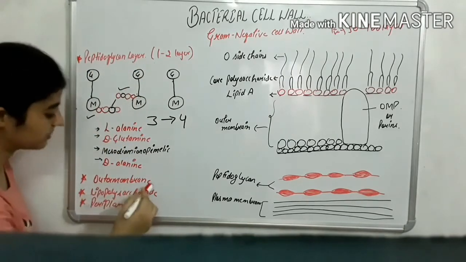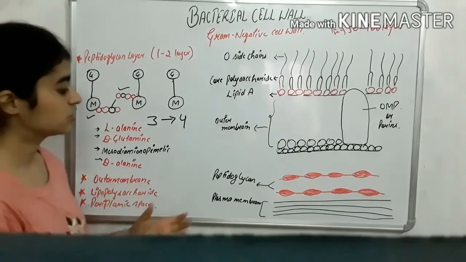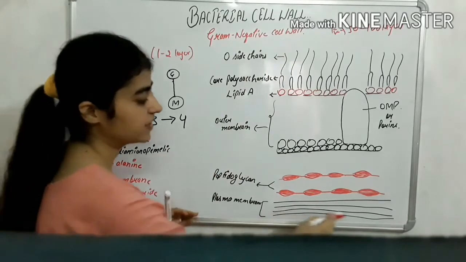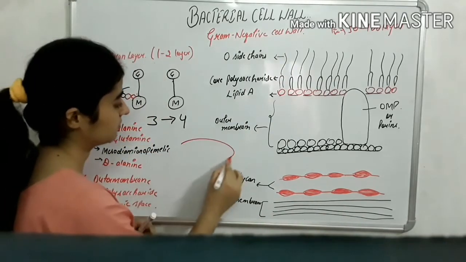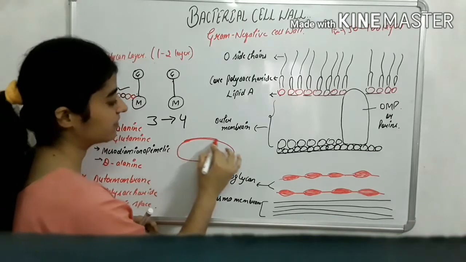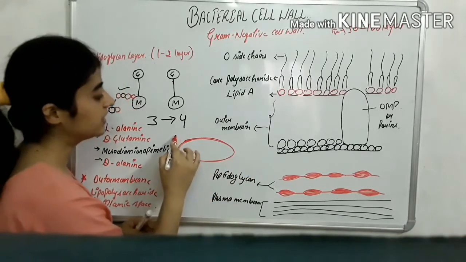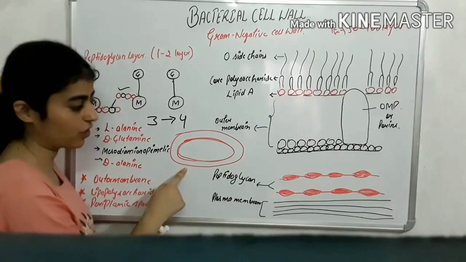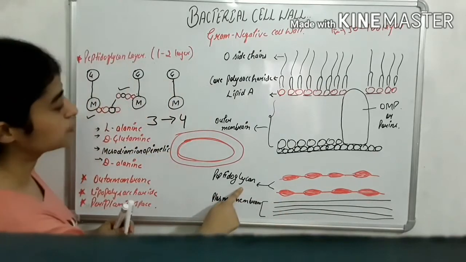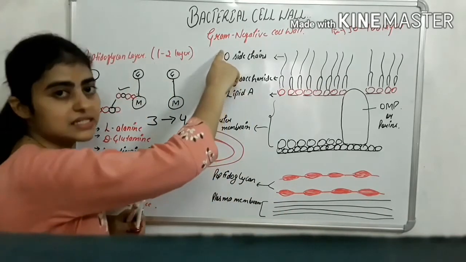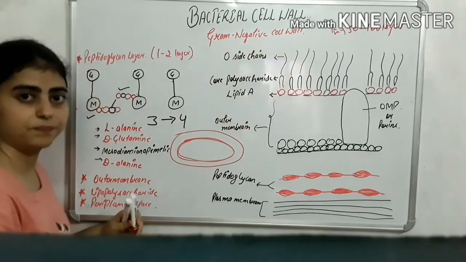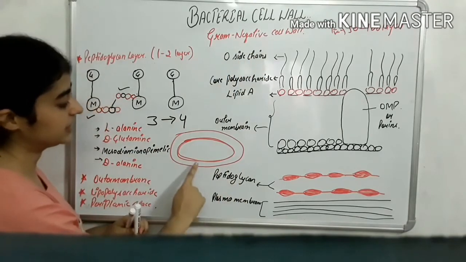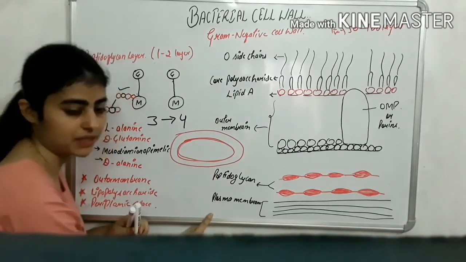Next we have the outer membrane. Here you can see the structure of the gram-negative cell wall. First we have the plasma membrane, and then we have the cell wall. This is the plasma membrane, and from here up to here is the cell wall of the gram-negative bacteria.